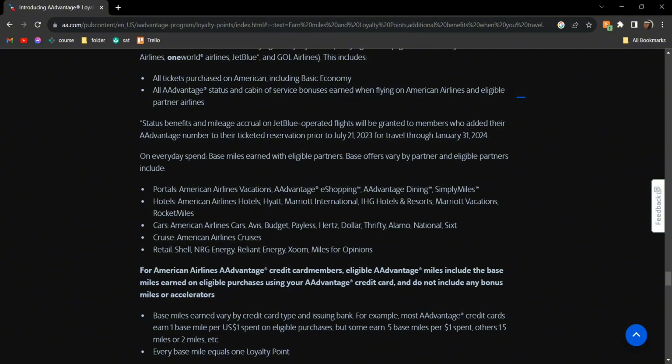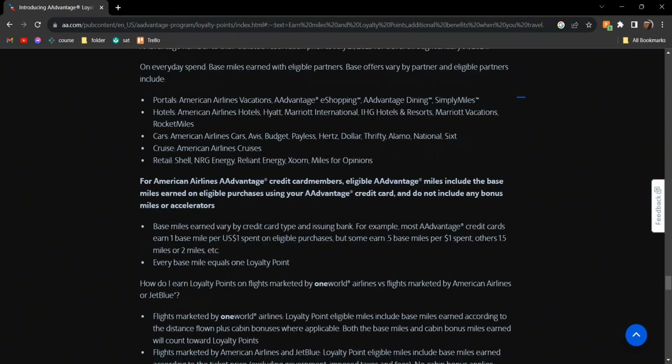After that, on everyday spend, base miles earned with eligible partners, and some of them will be portals, which are the American Airlines Vacations, AAdvantage eShopping, AAdvantage Dining, which is simply miles, and then hotels, which are the American Airlines hotels, Hyatt, Marriott International, IHG Hotels and Resorts, Marriott Vacations, Rocket Miles. The cars will be American Airlines cars, obviously, Avis Budget, Hertz, you can see, and then the cruise and retails.